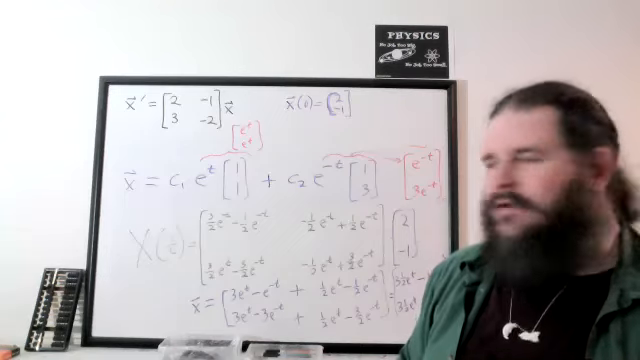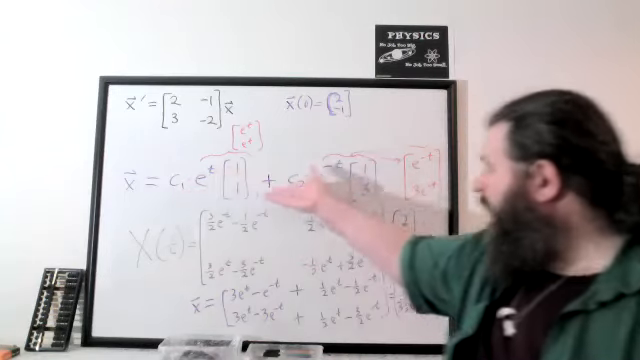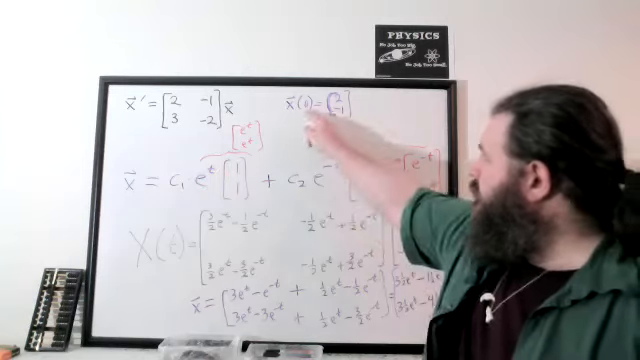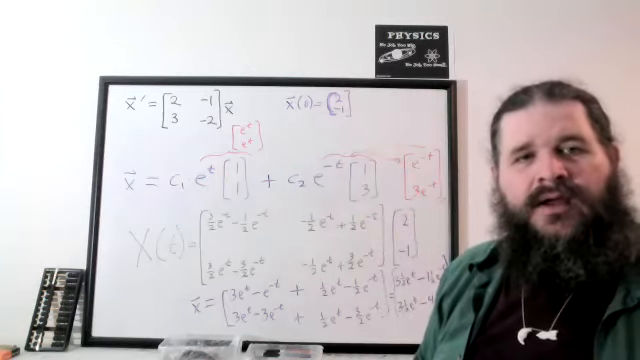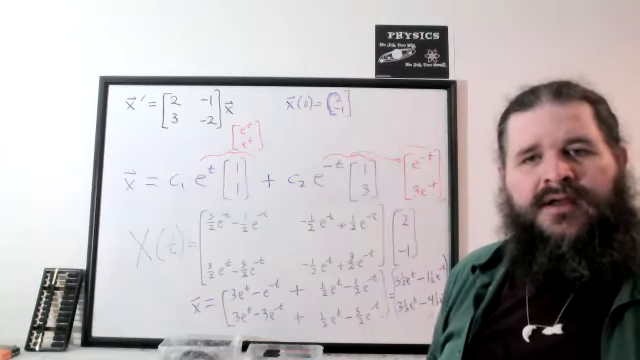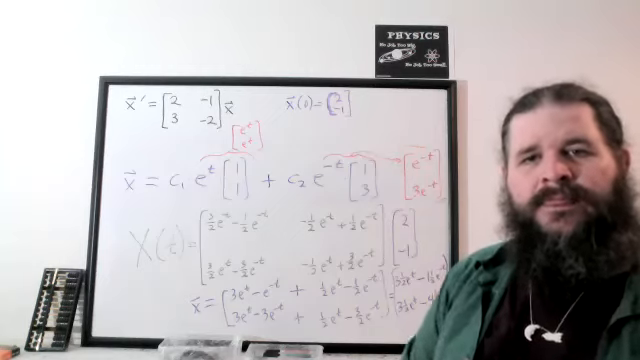Yeah, either way would work. You could just take this format, plug in 0 for t, and then set it equal to the initial conditions, and then solve for C1 and C2. You'll get the exact same result. It's just a different way of solving it.